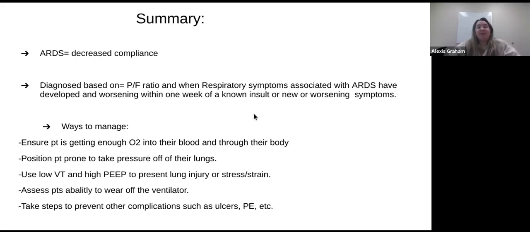You diagnose ARDS based on the PF ratio. When the respiratory symptoms associated with ARDS have developed and worsened within 1 week, there is a known insult or new worsening symptoms. That is the best way to diagnose ARDS.